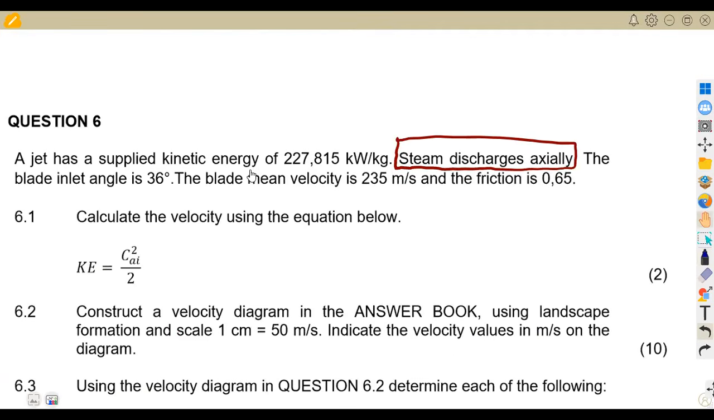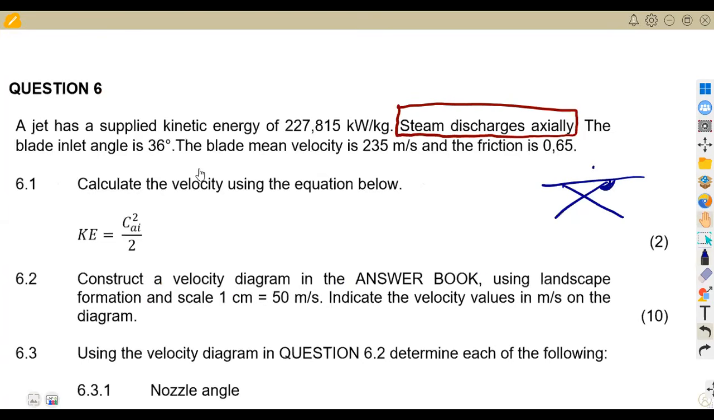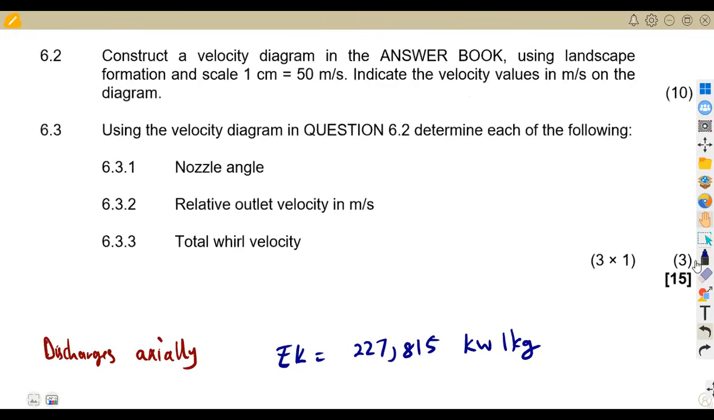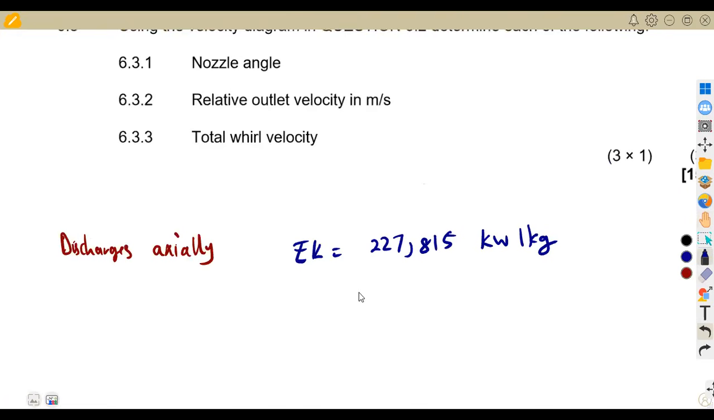It discharges axially, and then the blade inlet. Remember, when we talk about the blade inlet, this is the input that we are going to have here. That is the blade inlet, which is our theta. So we are given theta, the blade inlet of 36 degrees. We shall talk about that on the diagram. So that's theta, our blade inlet of 36 degrees.